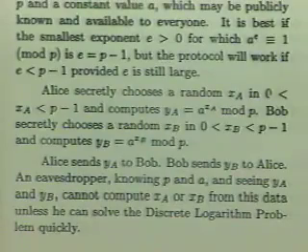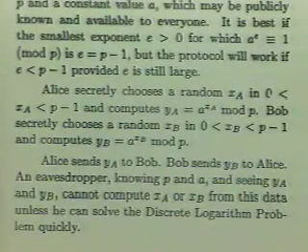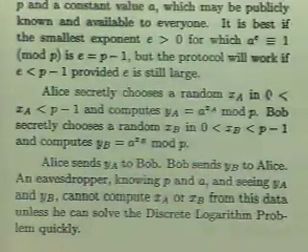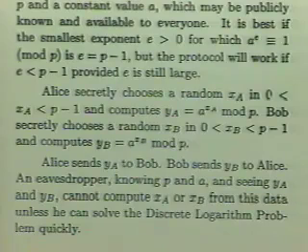The eavesdropper, who knows both P and A, and sees Y_A and Y_B, can't calculate X_A or X_B from this unless he can solve the discrete logarithm problem. That is, the eavesdropper, let's say, would know Y sub B, A, and P, and would have to calculate X sub B. Well, unless the eavesdropper can solve the discrete logarithm problem quickly, this is hard.